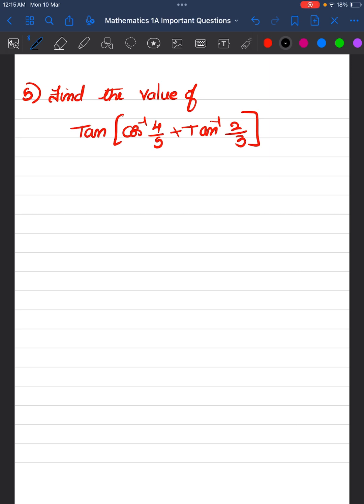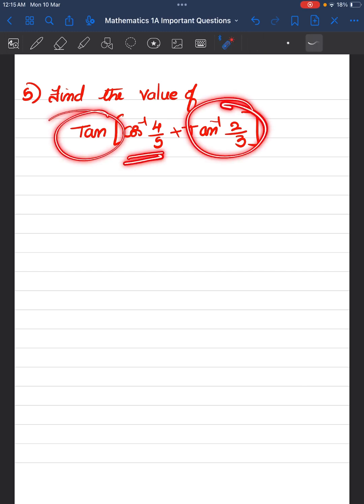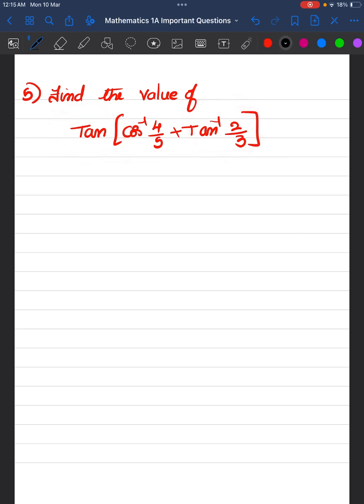Find the value of tan of cos inverse 4 by 5 plus tan inverse 2 by 3. Here I can see tan and tan. Here also if it is tan, the problem will be very much easy for us. So I want to convert cos inverse 4 by 5. Let A is equal to cos inverse 4 by 5. Then cos A will become 4 by 5.